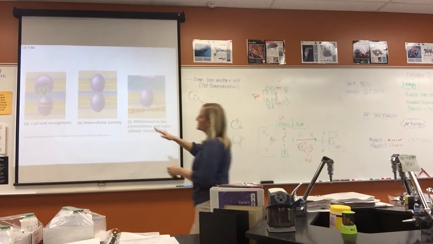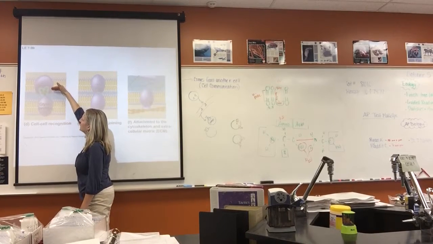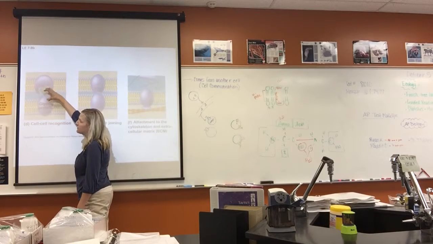All right, so this is cell-to-cell recognition. So how do they recognize it? Other cells in your body have receptor proteins that can fit the shape of this glycoprotein and fit together.